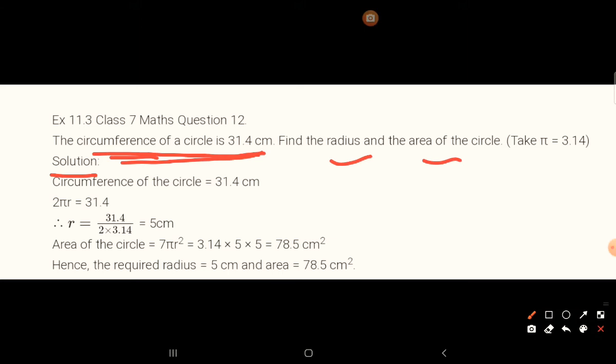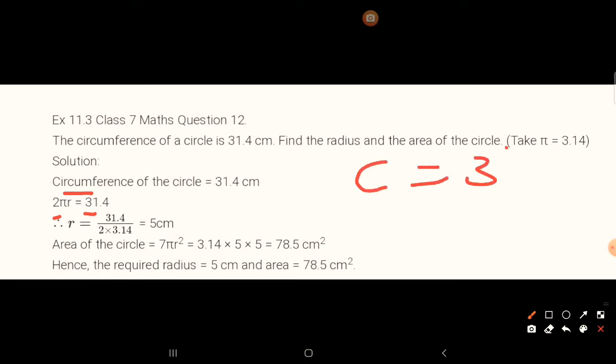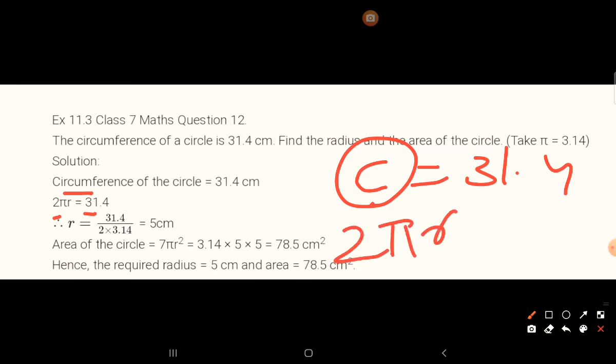Circumference of the circle is given, so that is equal to 31.4 centimeter. Now we know that the formula for circumference of a circle is 2 pi r. So in place of this circumference we will write its formula. So 2 pi r is equal to 31.4. C is given as 31.4, and what is C? The formula for circumference, that is 2 pi r. So 2 pi r is equal to 31.4.